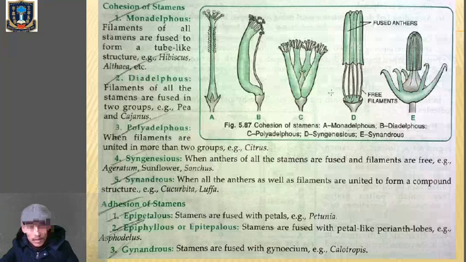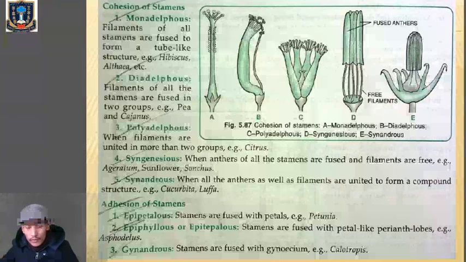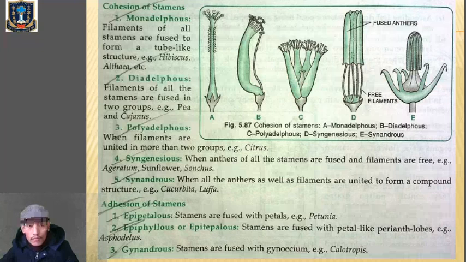The next one is syngenesious, when anthers of all the stamens are fused and filaments are free. So here you can see that all the anthers are fused. You can see here the fused anther. So in case of syngenesious stamens, the filaments will be free. Here the filaments were fused into a single structure, into two groups, into more than two groups, but here the filaments are free, but the anthers are fused. And such type of stamen is called syngenesious stamens. Okay, and it is seen in Ageratum, sunflower, and Sonchus.